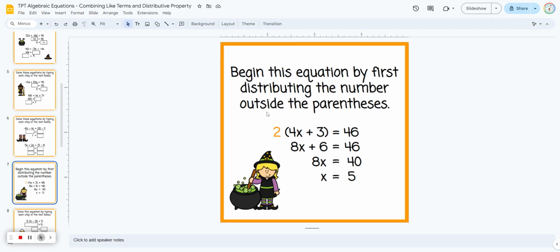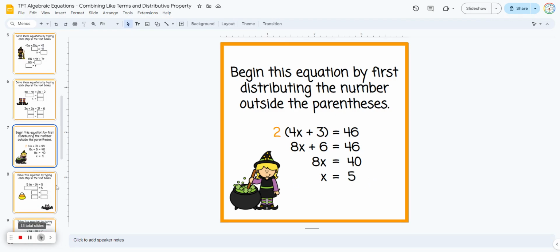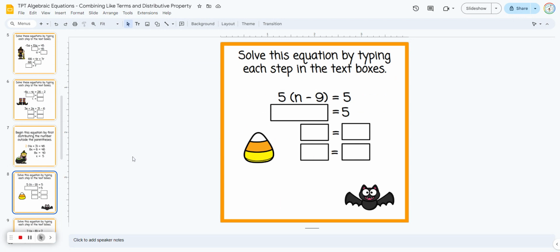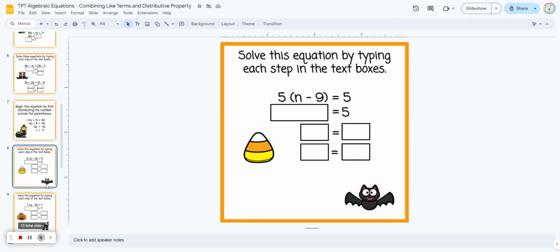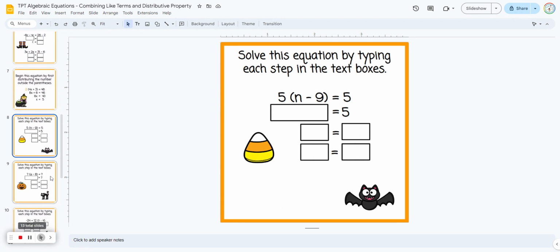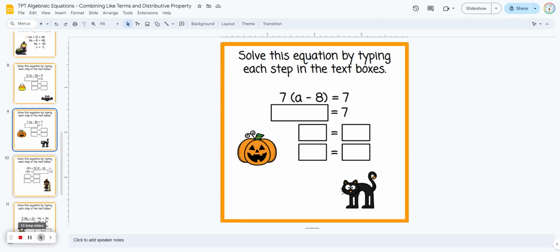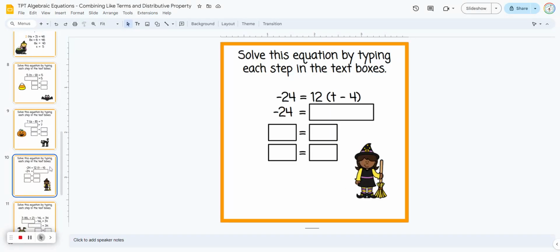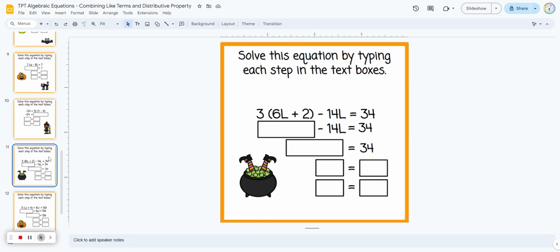And then we go to distributive property. So here we're going to distribute that 2, and then we can go ahead and solve the rest of the problem. Here we're distributing the 5. And so on. There's a few more to practice.